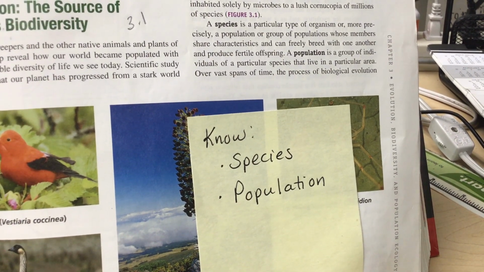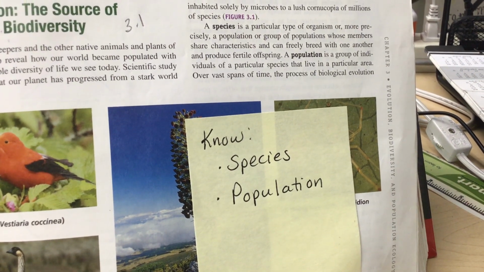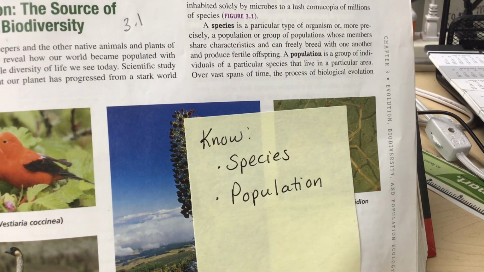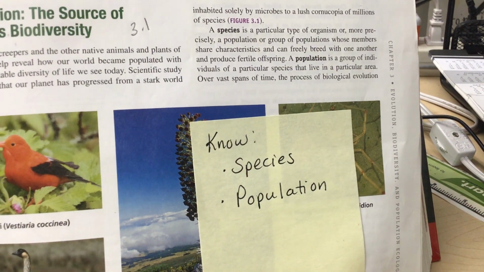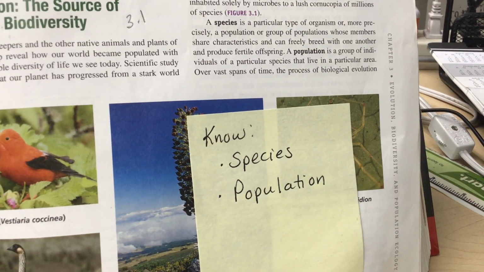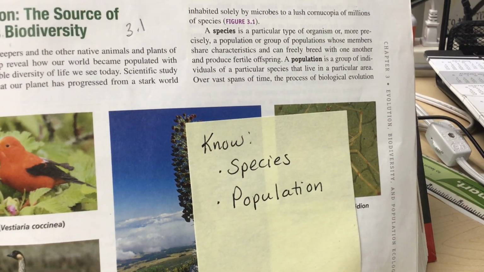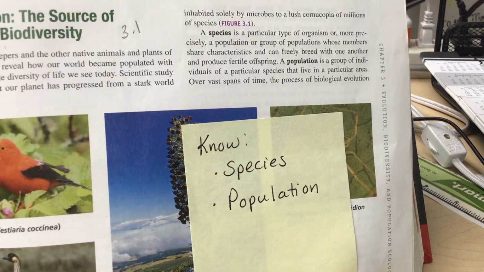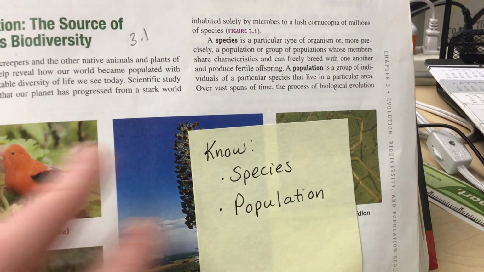A population is a group of the same species. So when we're talking about a population of sea otters in California, we're only talking about the sea otters in California. Or we can say the population of crows in Santa Clarita. So it's not all crows in the world or in America. It's just the population that lives in Santa Clarita, but it's the same species.